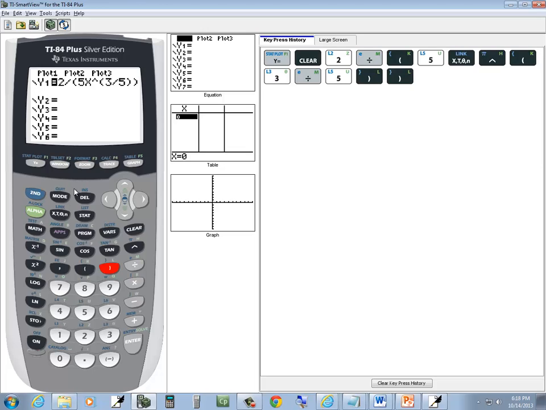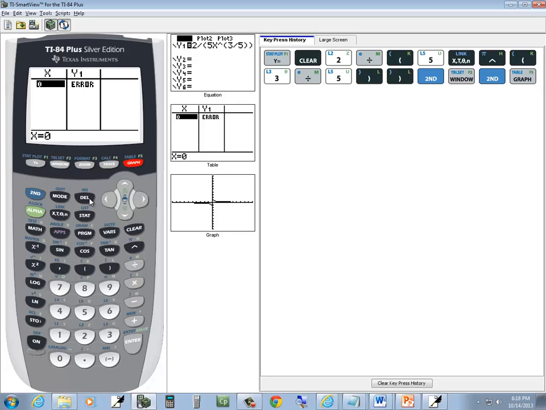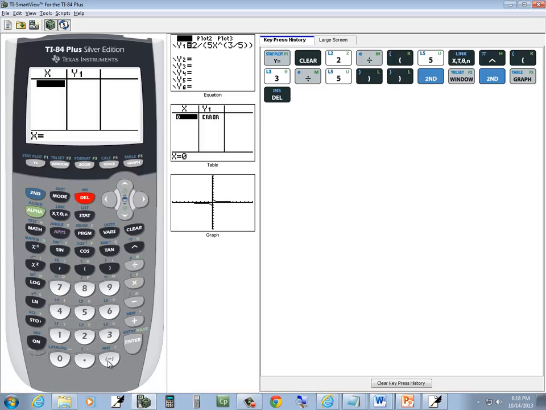Now you want to make sure your calculator is set up for table setup, for the ask. So I do second window to go into table setup. Now down there where it says independent, that should say ask. If it doesn't say ask, down arrow to it and right arrow, put the flashing cursor on the ask, press enter one time. Now I'm going to go into table, so I do second graph. I'll press delete a couple times, clean those out. And we'll put in negative 1 and 1, our test cases. So negative 1, enter, 1, enter.